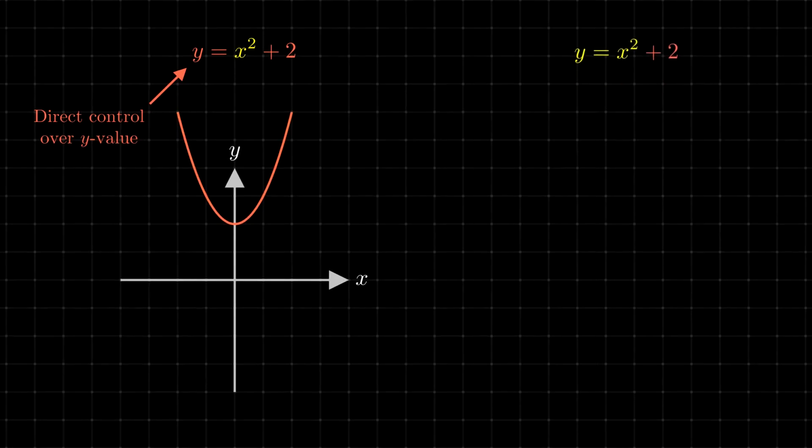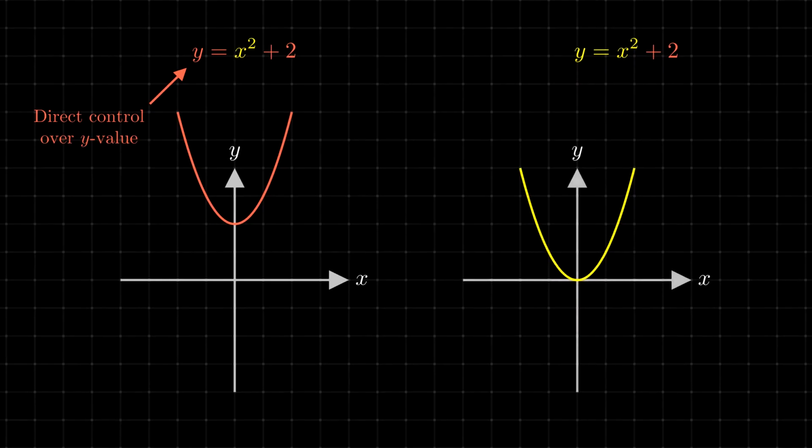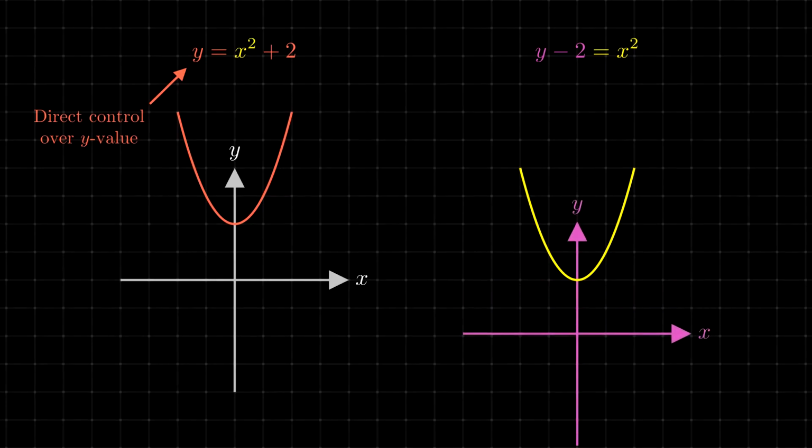So let's draw the same graph on the right here, but this time we'll rearrange the equation by subtracting the 2 to the left-hand side, so it looks like y minus 2 equals x squared. Now this just looks like the plain old y equals x squared, except this time y has been changed into y minus 2. And so this has the effect of changing the axis. How does it do that? It subtracts 2 from the y, and so it's moving the axis down by 2.